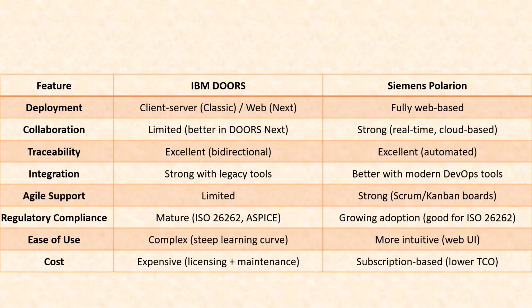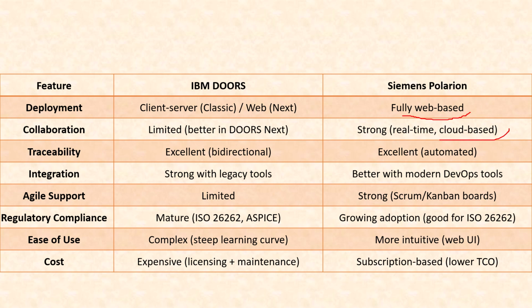Now, I request all of you to pause the video and understand the differences between IBM DOORS and Siemens Polarion. This fully web-based, or fully cloud-based, nature is one of the biggest advantages of Polarion. It is clearly mentioned here: real-time and cloud-based. And like every tool comparison, some have advantages, some have disadvantages.